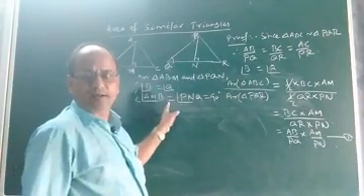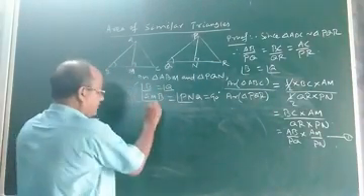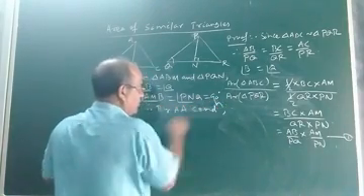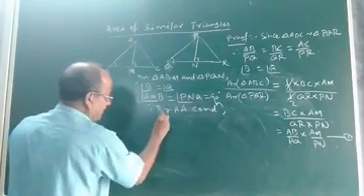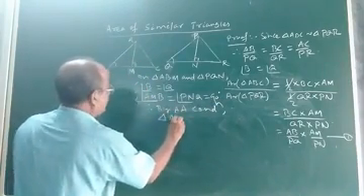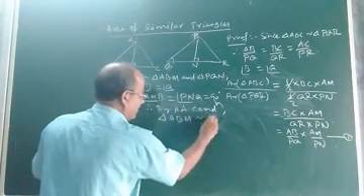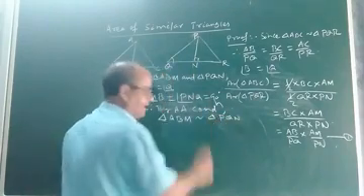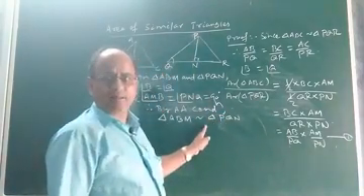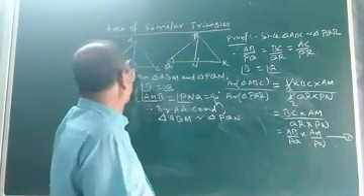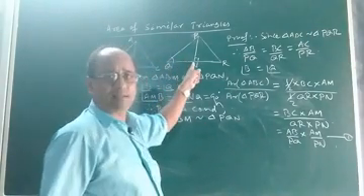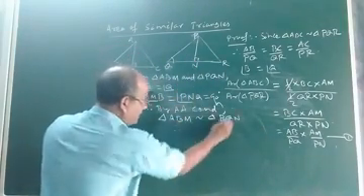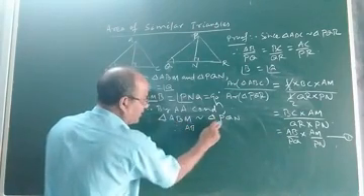So by which similarity condition? Angle, angle. Therefore, by the angle-angle condition, we came to know that triangle ABM is similar to triangle PQN. So by the angle similarity condition, we proved that this triangle and this triangle are similar. Now, if these two triangles are similar, their corresponding sides will be proportional. Therefore, AB by PQ, which is the corresponding side of AB, is PQ.